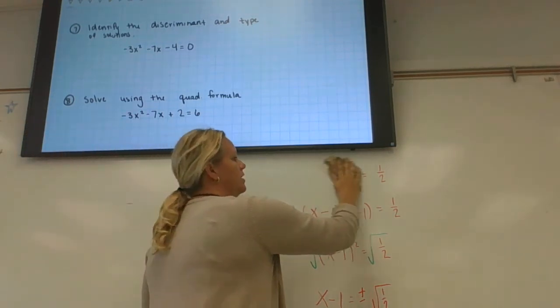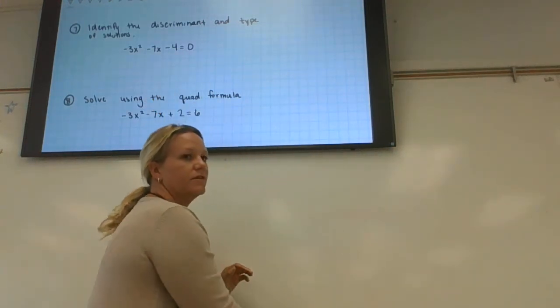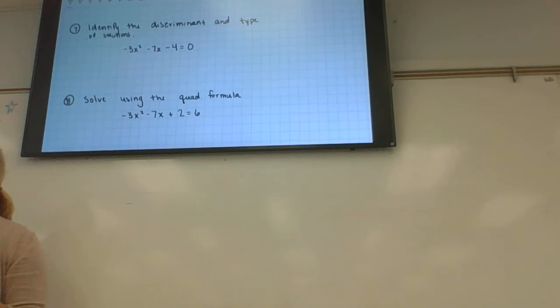Starting with number 7, we are now off that handout. So skills 1 through 6 were all on that handout. Starting with the discriminant and the quadratic formula, that was just notes in your notebook.